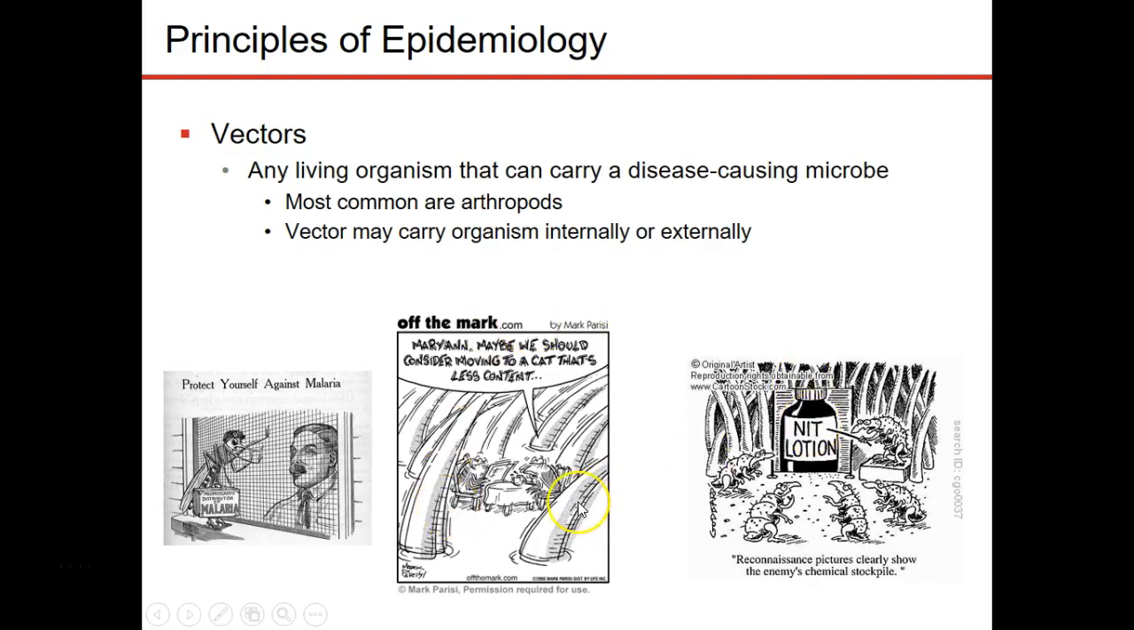And then we have vectors. Vectors are living organisms that carry diseases from one organism to another. The most common vectors of disease are arthropods. Arthropods include your insects, your ticks, your mites.